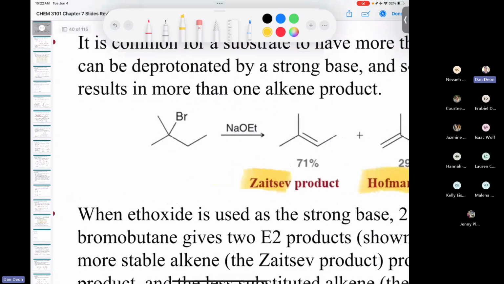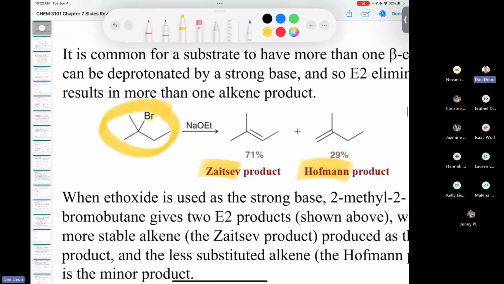So if we take a look at this substrate here, this would be 2-bromo-2-methylbutane. We know that this carbon here is the alpha carbon, and then we have two types of beta carbons, right? We have a methyl group here and a methyl group here. Those are chemically equivalent. And then we also have a methylene here. So we have the blue types of carbons and the black type of carbon. Those are the two types of beta carbons.